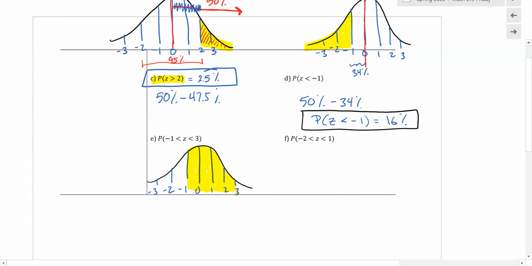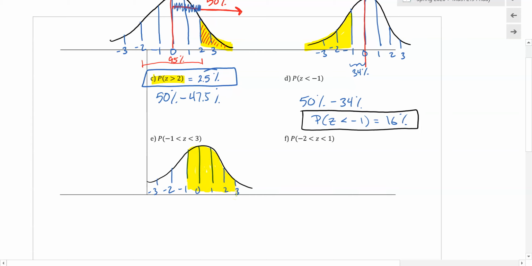I'll just really quickly say what I did. From previous problems we could figure out that this was 16%, right? That was from part D. And from another problem we knew that this little sliver was 0.15%. So I said let's take the whole 100% of the area and subtract out the pieces we don't want, and that's how we got this number.